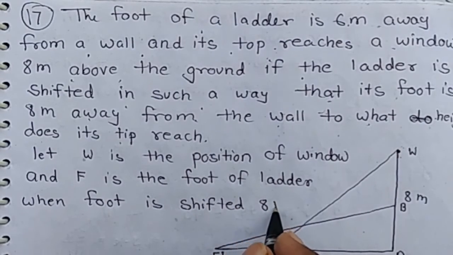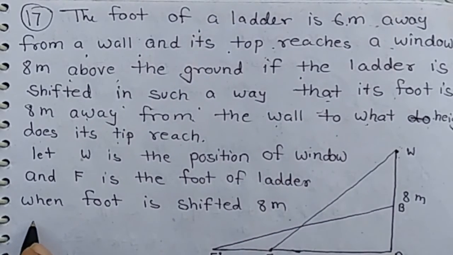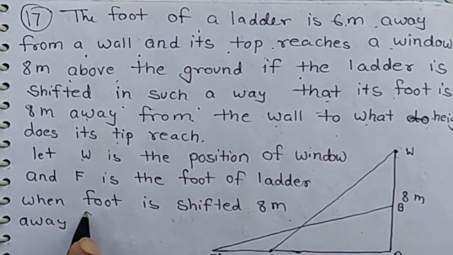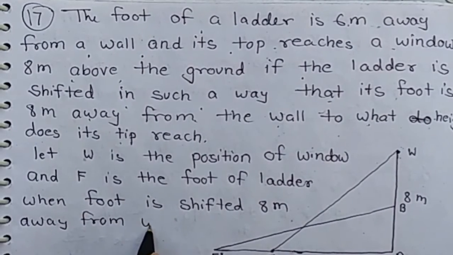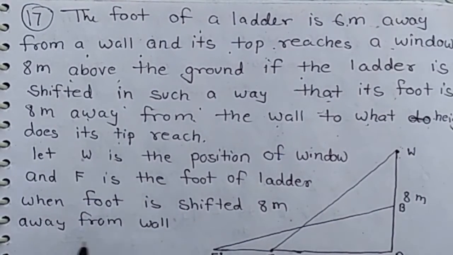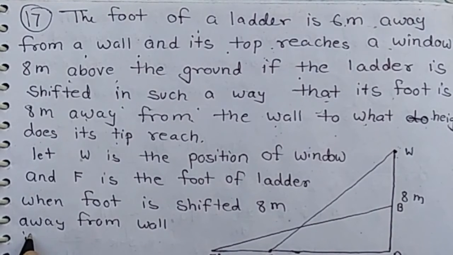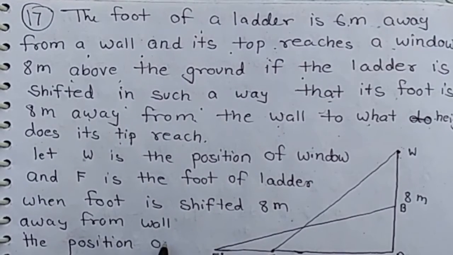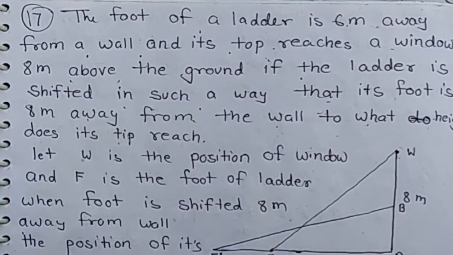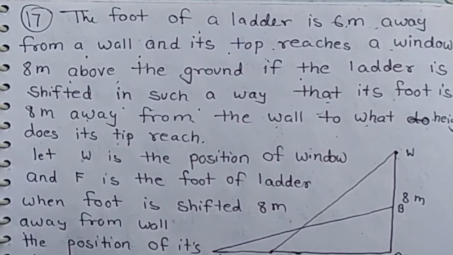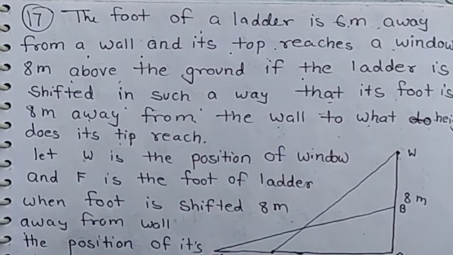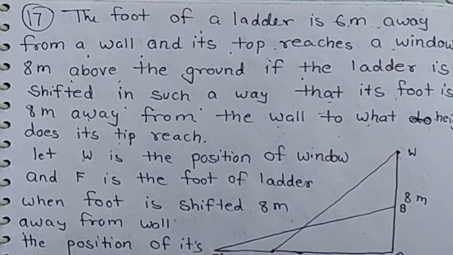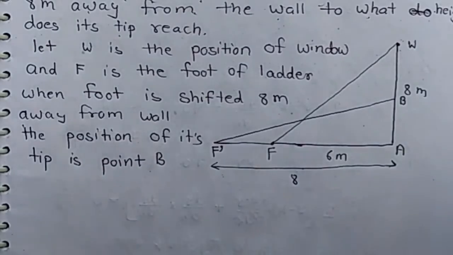When the foot is shifted 8 meters away from the wall, the position of its tip is point B. Now we have to find the height of point B from the ground.